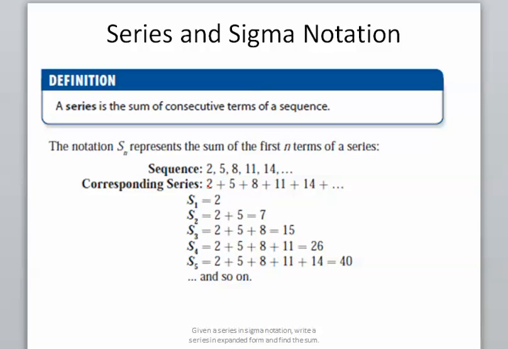Well, you can add them. 2 plus 5 is 7, plus 8 is 15, plus 11 is 26, plus 14 is 40. And so you can add them up, and it's not a problem doing that. But what do you do if it gets to be a really big number? How do you represent that? How do you write out all those addition statements? It gets very cumbersome.